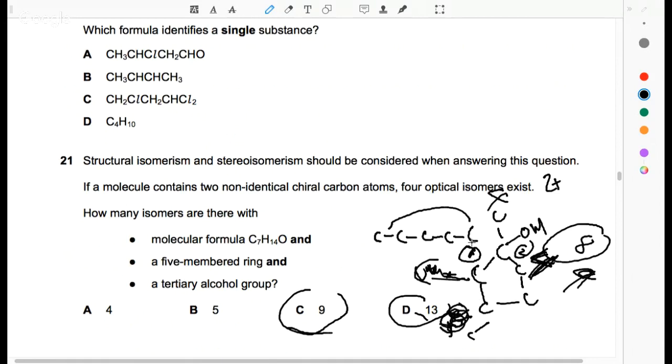It could be that the carbon is bound there. So you have another structure, but that one has no chiral center because this and that are the same. So you just have one there. So 9.